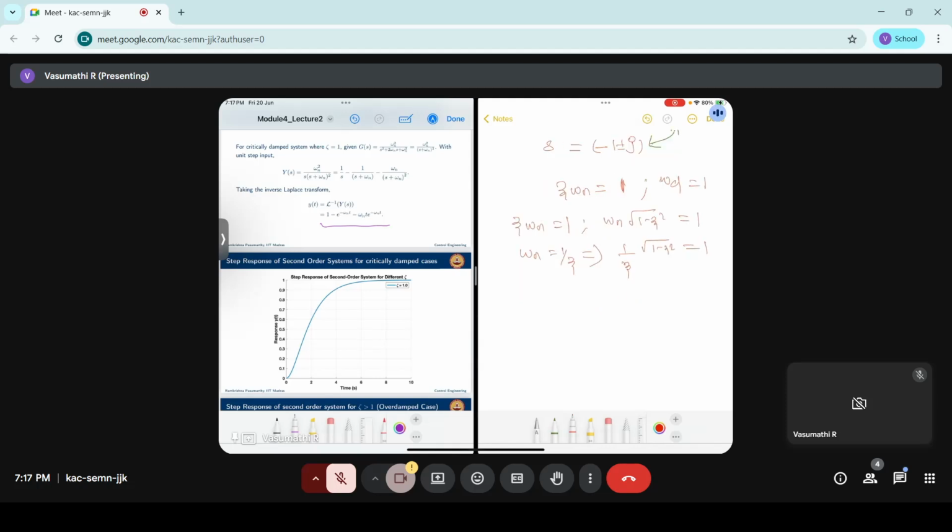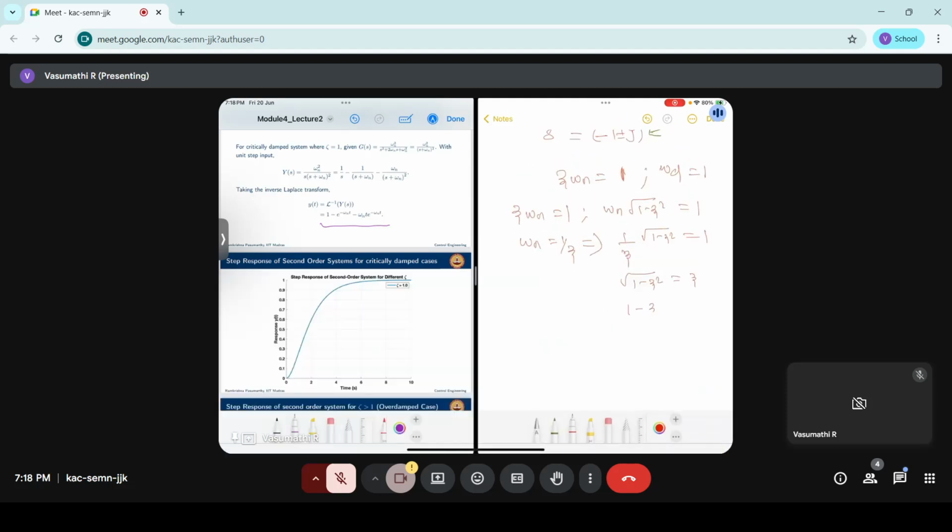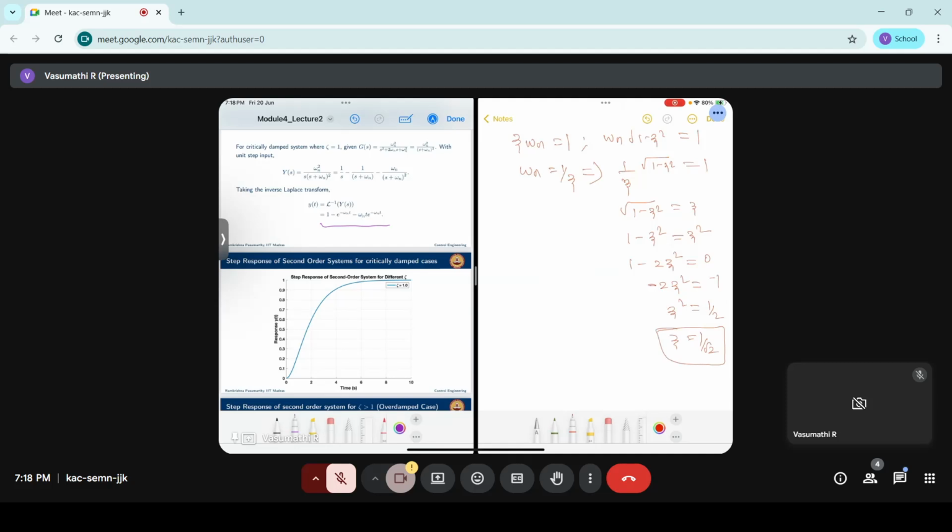So this will give me root of 1 minus zeta square equal to zeta. Let me know if I do any mistakes, okay? 1 minus zeta square equal to zeta square. So this gives you 1 minus 2 zeta square equal to 0, minus 2 zeta square equal to minus 1, zeta square is equal to 1 by 2, zeta is equal to 1 by root 2. Good. Now we found zeta.